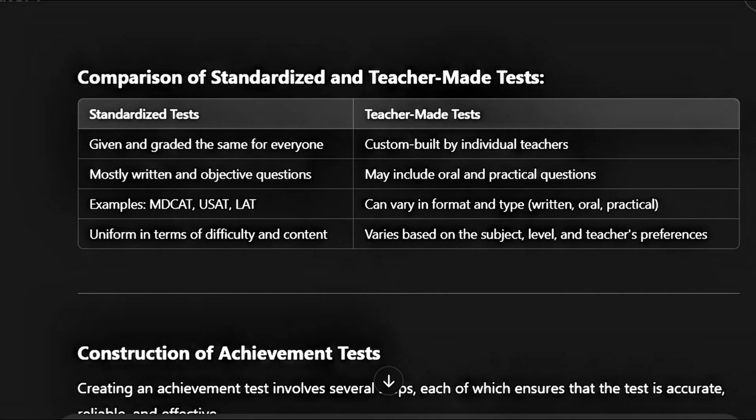Teacher-made tests. Standardized tests are given and graded the same for everyone, while teacher-made tests are custom built by individual teachers. Mostly written and objective questions, but may include oral and practical questions. Examples: MDCAT, ETEA, USAT, LAT; can vary in format and type, written or oral. Standardized tests are uniform in terms of difficulty and content, while teacher-made tests vary based on the subject, level, and teacher's preferences.